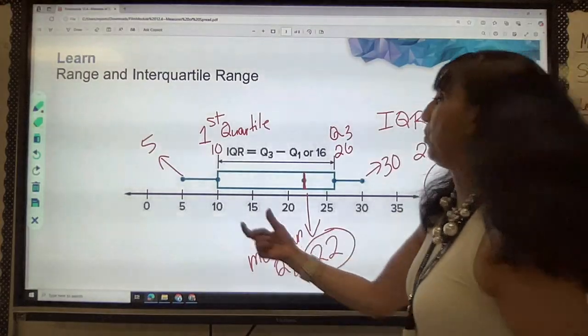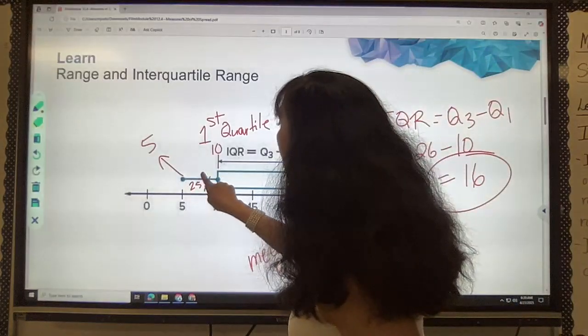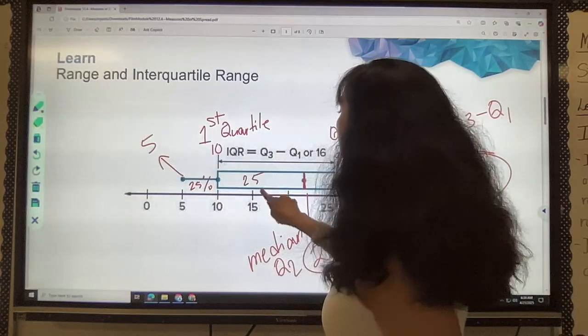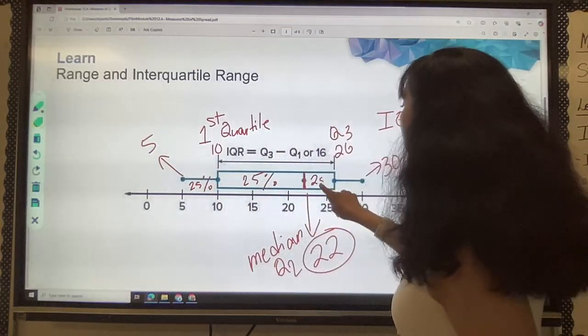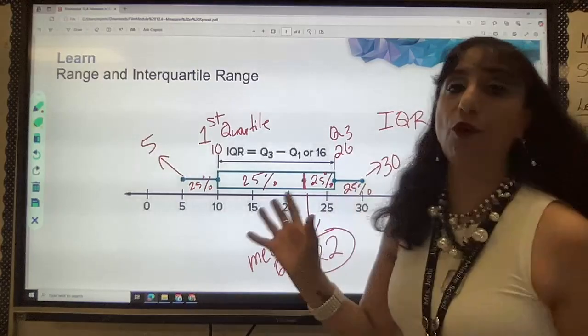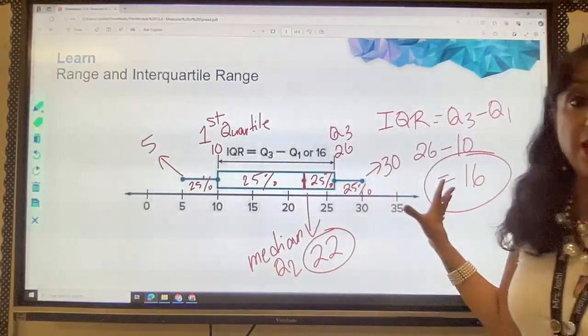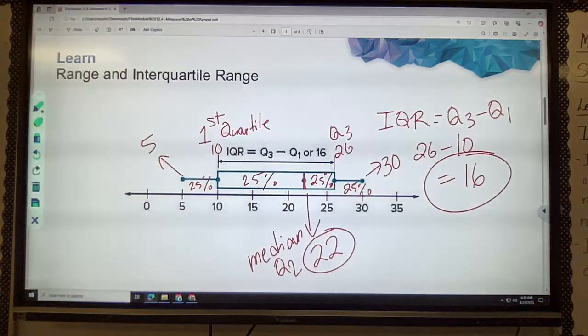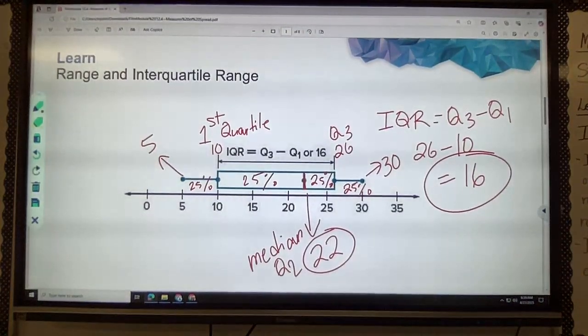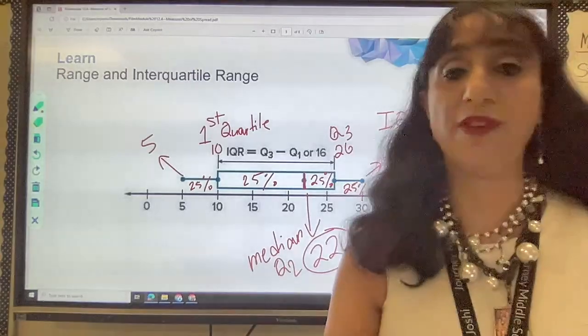And we know that within each part, how much data is it holding? 25%, 25%, 25%, and 25%, or 1/4. Each section has 25% of the data in there. So we are now going to go ahead and look at the range of the scores. So let's start with that first.